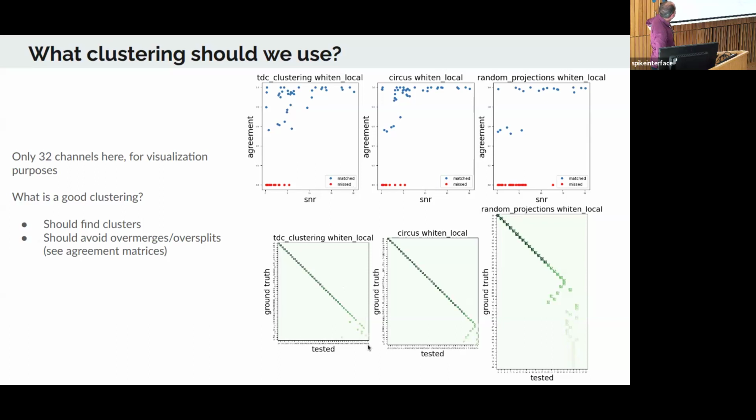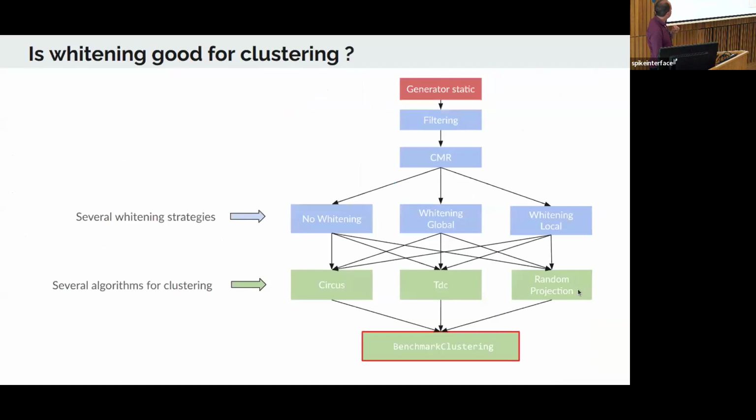So it's still something that can be discussed. For example, 3D clustering here, so this is an agreement matrix, is very good and squared. Circus is also good, but tends to find too many here overmerged cells. And this projection here also is really bad and hallucinates quite a lot of units. But so this is something that at least can be tested.